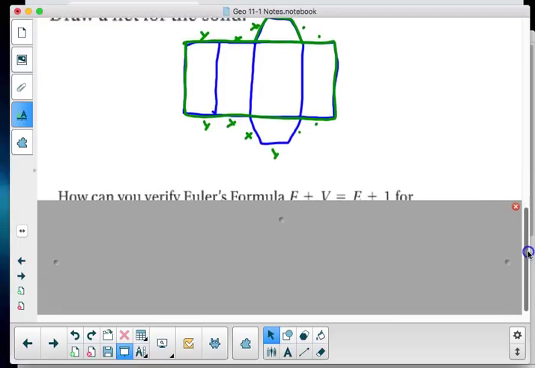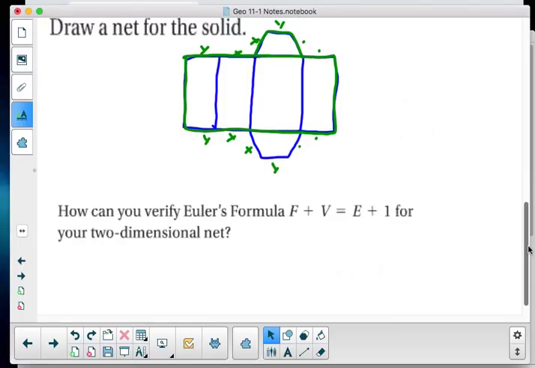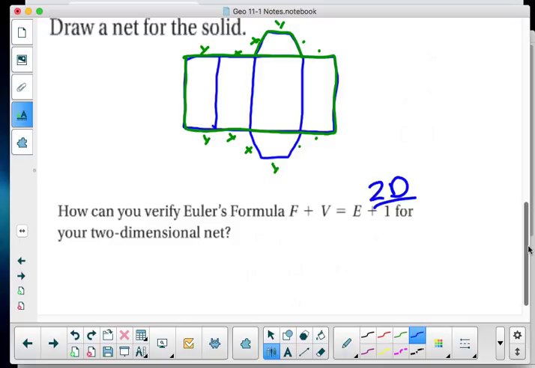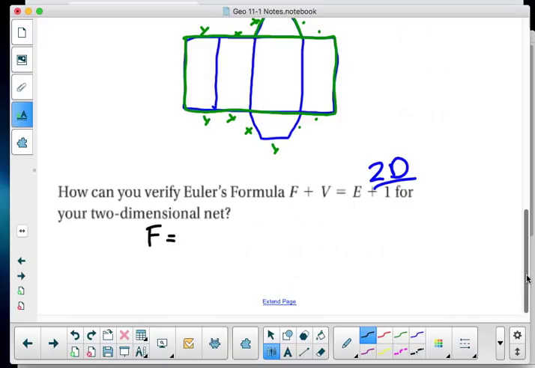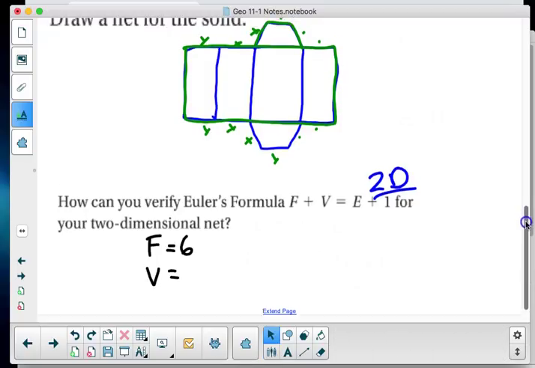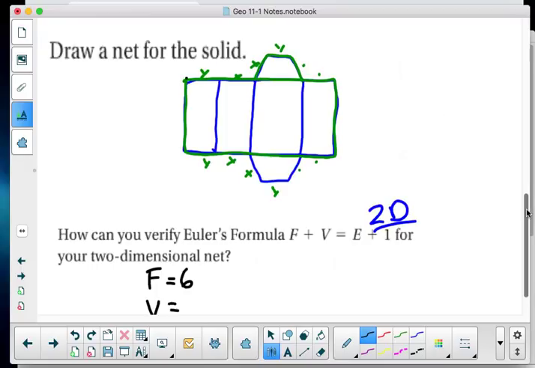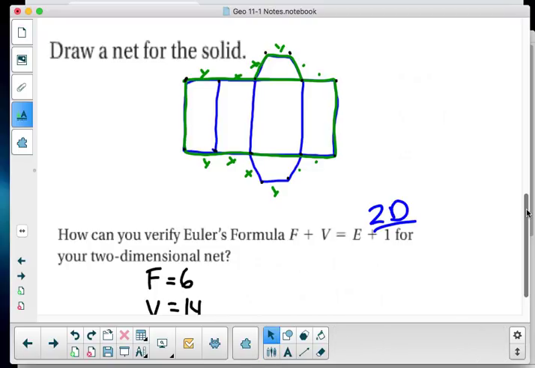Now they want me to take this net and verify the formula for 2D shapes. This is 2D, Euler's for 2D. So how can you verify Euler's formula, faces plus vertices equals edges plus 1, for our two-dimensional net? Looking at faces, that's six. Vertices, whatever I'm counting across the top, I have on the bottom. 1, 2, 3, 4, 5, 6, 7, so there's 14 vertices. Remember, 8, 9, 10, 11, 12, 13, 14.